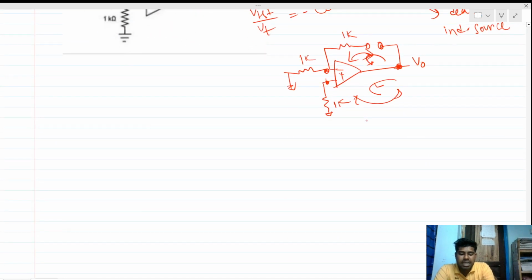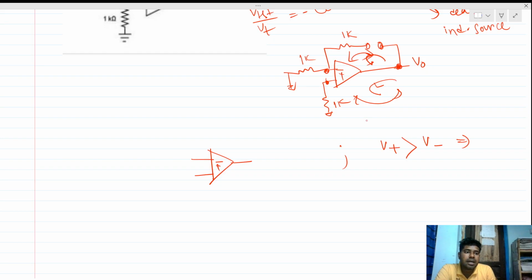So what will the circuit be here? Basically this circuit acts as a comparator. So what will be the output? We know that for a comparator, if the positive terminal voltage is greater than the negative terminal voltage, then we get the positive output, positive VDD. And if the negative terminal potential is greater than the positive terminal potential, the output will be minus VDD.